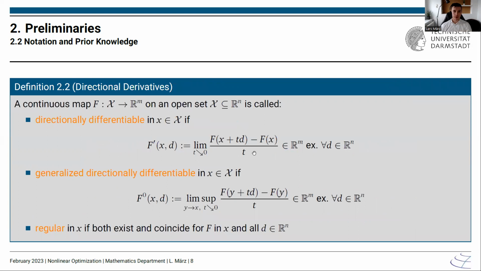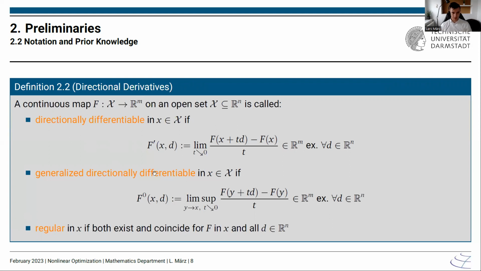We also need directional differentiability. So we distinguish two kinds of directional derivative. First, the usual one, namely you have this difference quotient with t approaching 0 in the direction d. If that exists for all directions d, then we call the map f directionally differentiable in x.